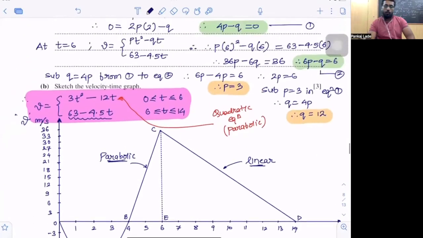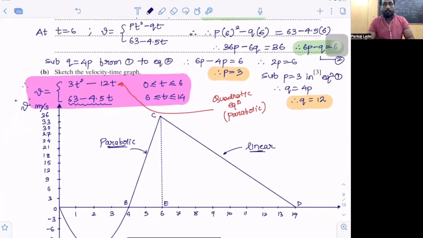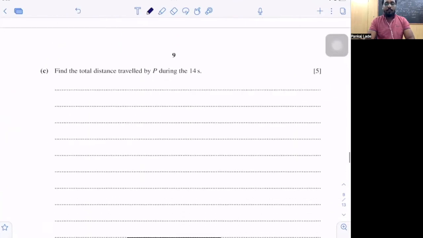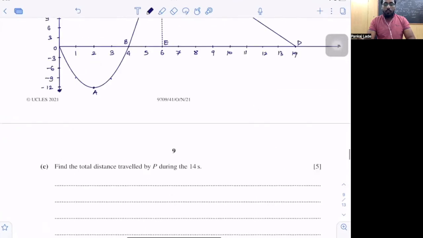So for this, you are going to get another 3 marks. Got it? So B part is done. Now find the total distance traveled by P during the 14 seconds. That's the C part. Now, very interesting question, students.